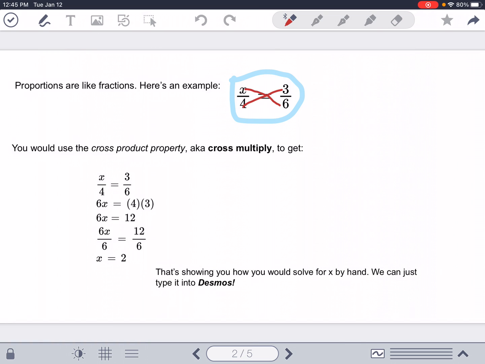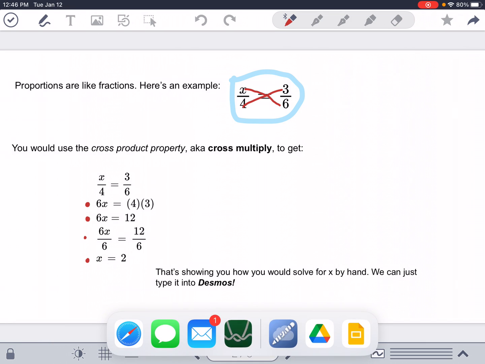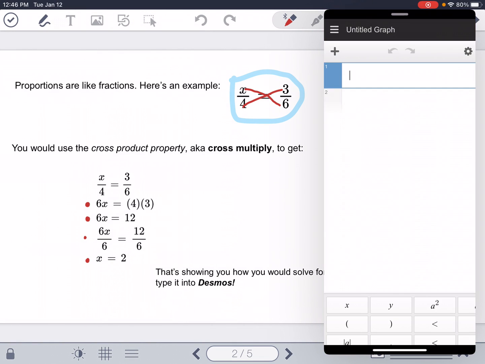So you would say 6x equals 4 times 3. Remember, parentheses indicate multiplication. 6x equals 12, and then to get the x by itself, we would divide both sides by 6, and then we would get x equals 2. Now, for our purposes, we're just going to type it into Desmos. That's going to make our life so much easier.